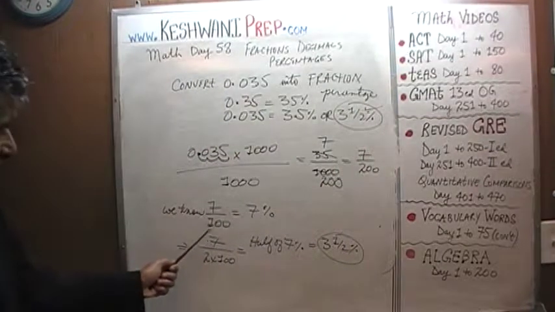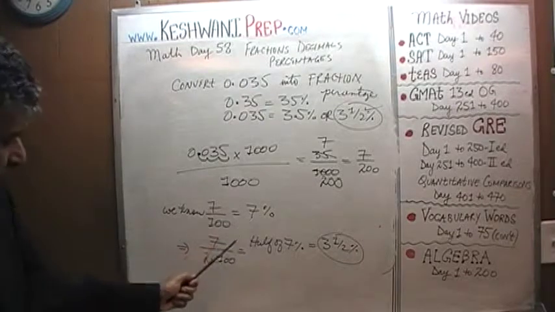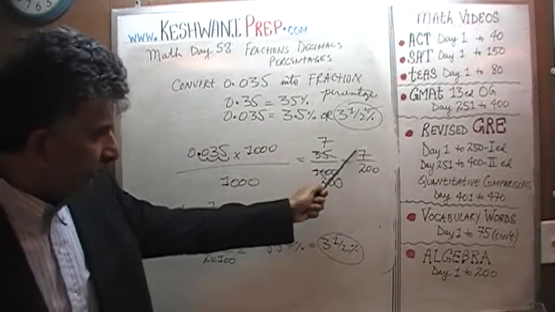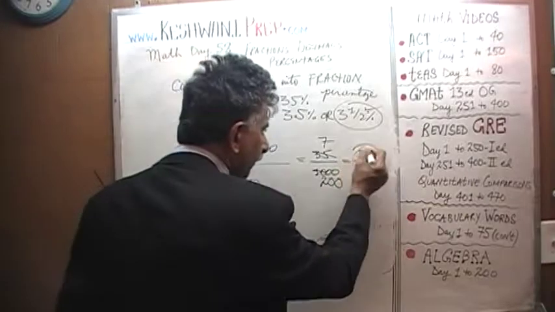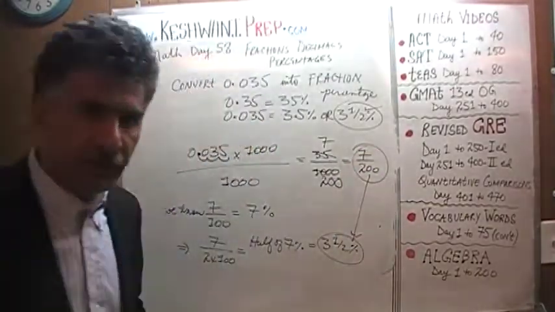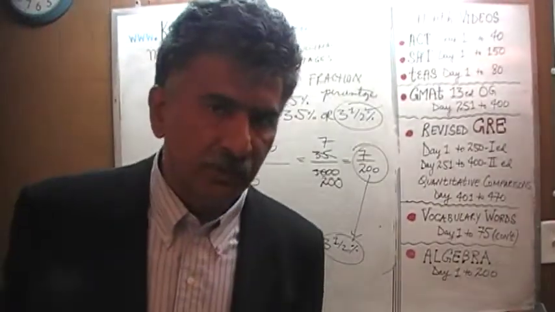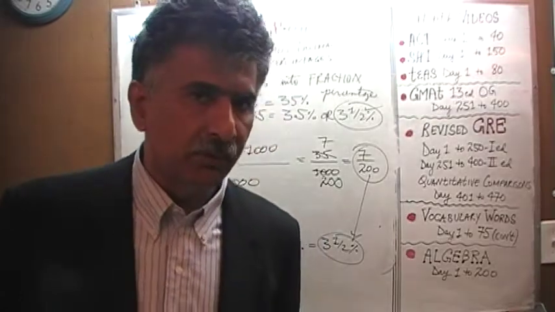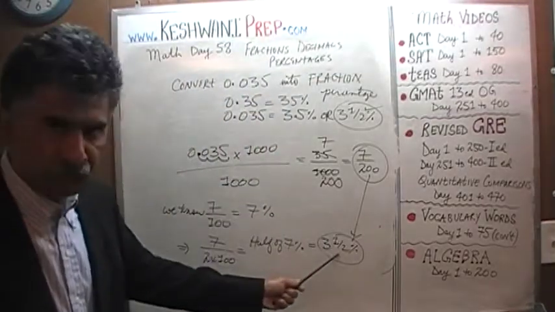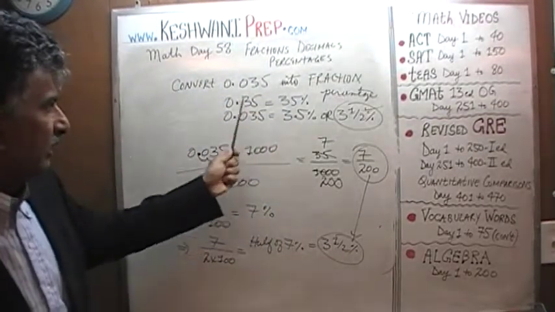It makes perfect sense. If 7 over 100 is 7%, then 7 over 200 would have to be 3.5%, because instead of dividing by 100, we are dividing 7 by 200. But of course, we didn't have to do all of this. We had already done that part. That part was very easy.